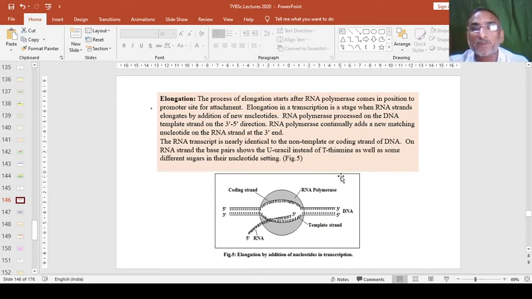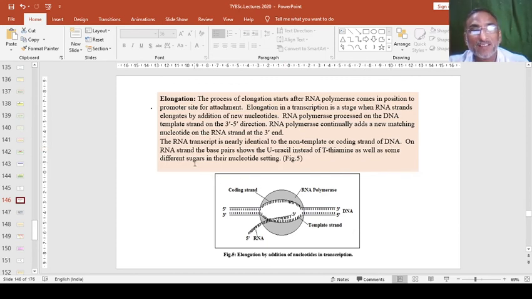So elongation in transcription is a stage when the RNA strand elongates by addition of new nucleotides, and RNA polymerase proceeds along the DNA template strand. This is the DNA template strand and the RNA strand at the 3' end. So if it is the 3' to 5' end, the other is formed 5' to 3'. This is one more important thing: the RNA transcript is nearly identical to the non-template or coding strand of DNA.